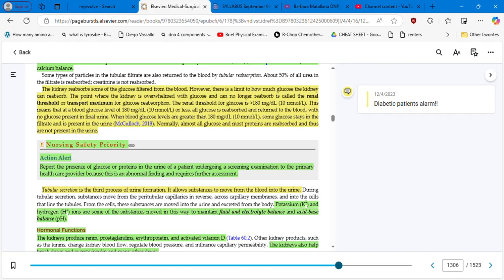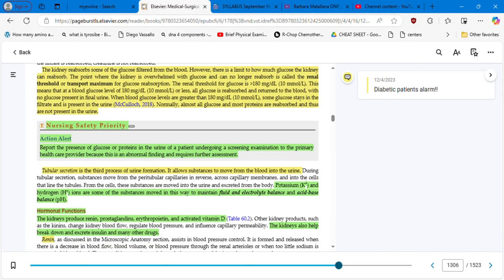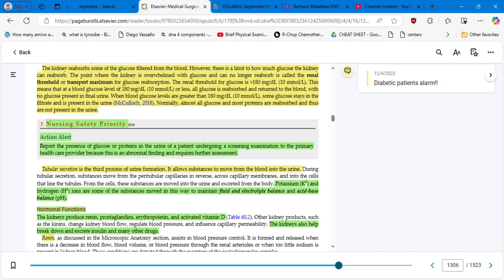And this means that at a blood glucose level of 180 or less, all glucose is reabsorbed and returned to the blood. We know glucose is not present in final urine. When blood glucose levels are greater than 180, some glucose stays in the filtrate and is present in the urine. Normally, almost all glucose and most proteins are reabsorbed, and that's why whenever there is a urine analysis and you see the presence of glucose, it is because the diabetes or the glucose is not under control. Okay? So this is an alarm for diabetic patients.